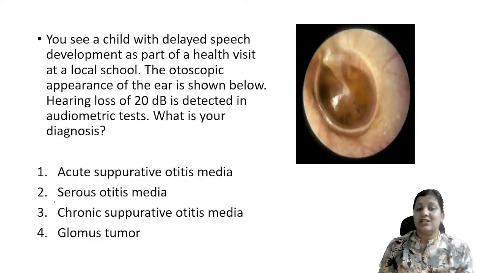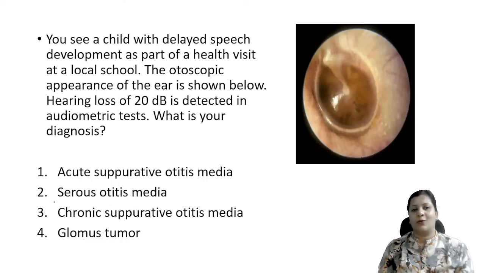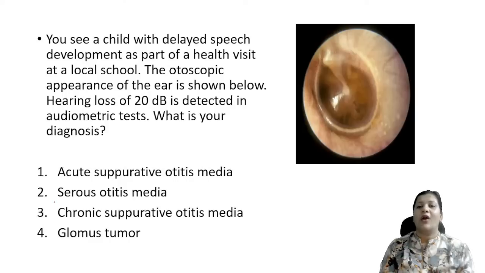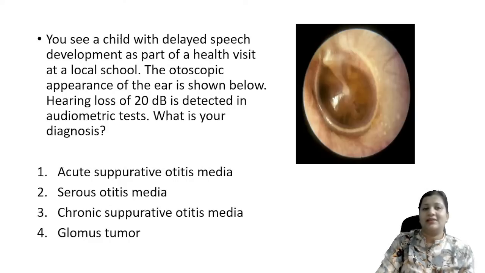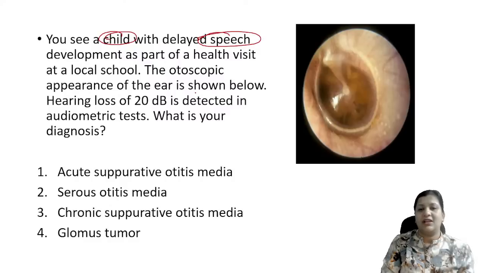Okay, you see a child with delayed speech development as a part of a health visit at a local school. The otoscopic appearance of the ear is shown below. Hearing loss of 20 decibels is detected on the audiometric test. What is your diagnosis? Very easy: child, delayed speech, and otoscopic examination is showing you something. Okay, I'll give you a clue if you're not able to see the image very nicely.